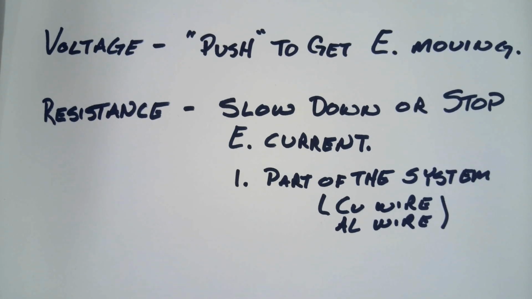Yes, sir. Is that why we chose to make wires out of copper? Exactly, because copper wire has less resistance to electrical flow than aluminum does. Although aluminum wire, to make wire out of aluminum is much less expensive, it is used in certain applications. Copper is a much more efficient choice. Okay, so it's part of the system.